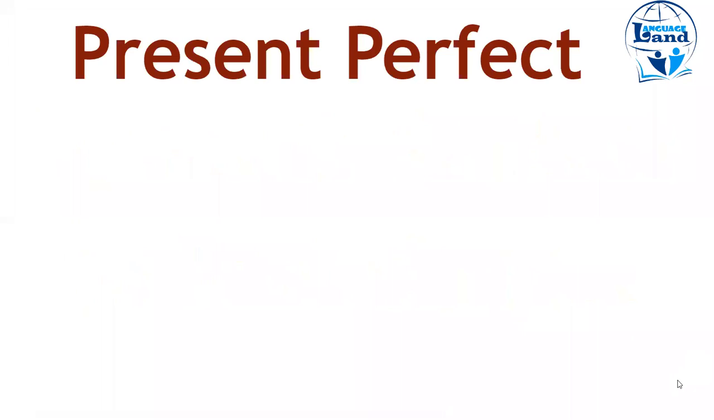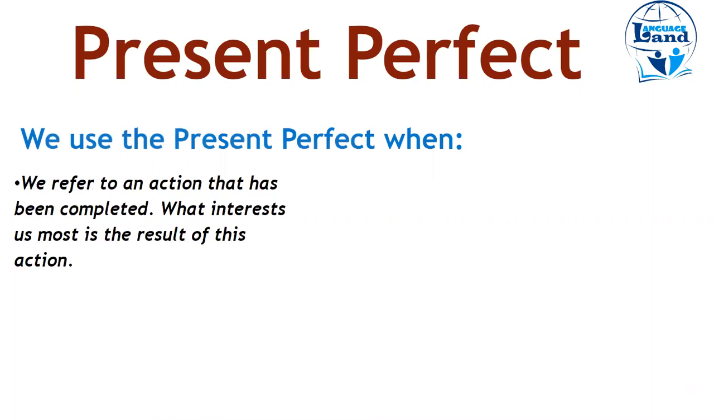Let's start with the present perfect. We use present perfect when we refer to an action that has been completed. What interests us most is the result of this action. For example, she has washed the car. It's clean now.